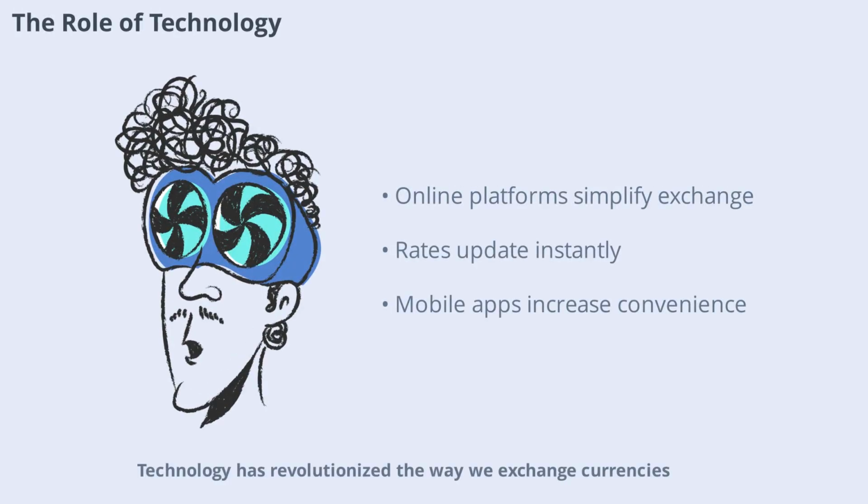Technology has revolutionized the way we exchange currencies. Online platforms and mobile apps make it easy to check rates, transfer money, and even trade currencies from anywhere in the world. This increased accessibility has made currency exchange more convenient, but it also means rates can change even faster than before. Staying up to date with technology can help you get the best rates and avoid pitfalls.